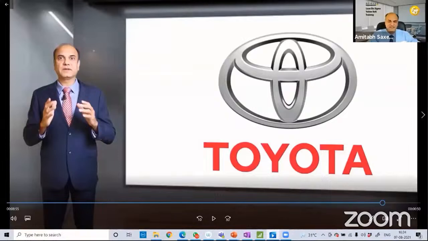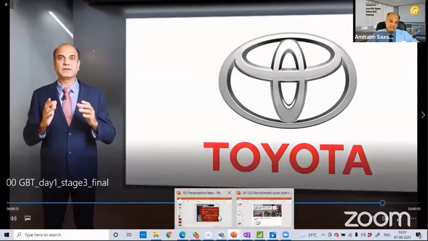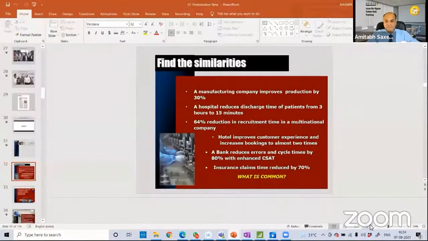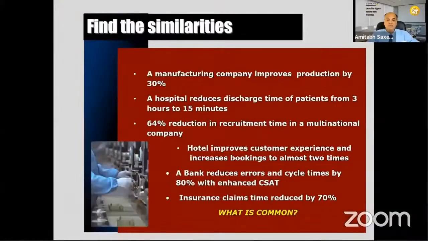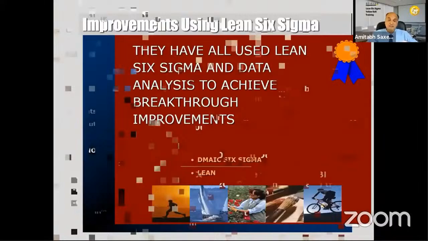I'll not go into the details of that right now, but let me talk very briefly about what is Lean and what is Six Sigma. So if you were to ask me in 3 to 4 sentences, can you tell me what is Lean, what is Six Sigma?